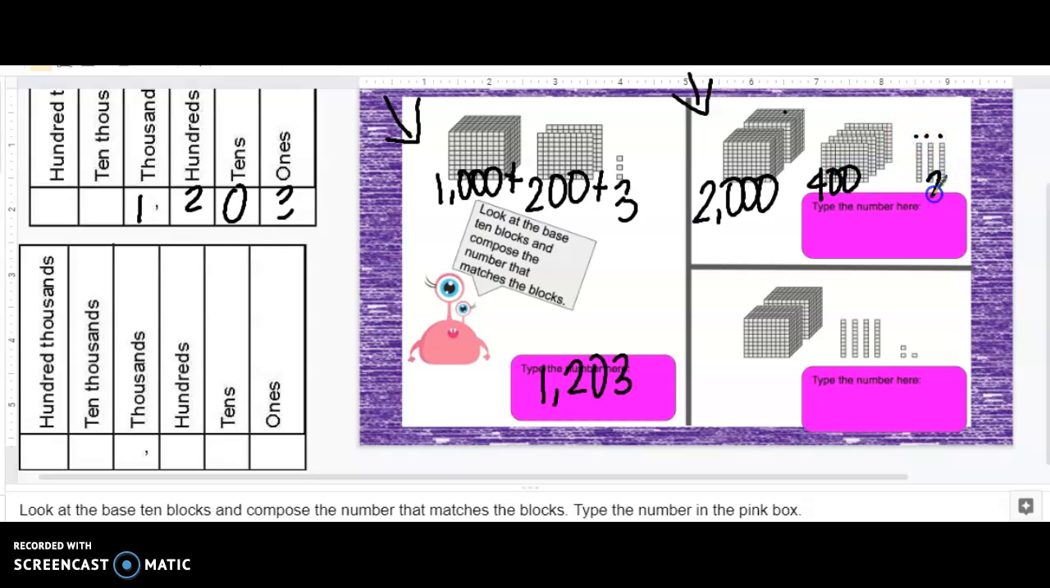So 10, 20, 30. All right, let's plug this number into this place value chart at the bottom. All right, I have thousands, so I have 2,000s. How many hundreds do we have? 400. 400s. How many tens do we have? 3 tens. And do we have any ones? No, we do not, but we have to put a 0 there. We cannot leave that blank.